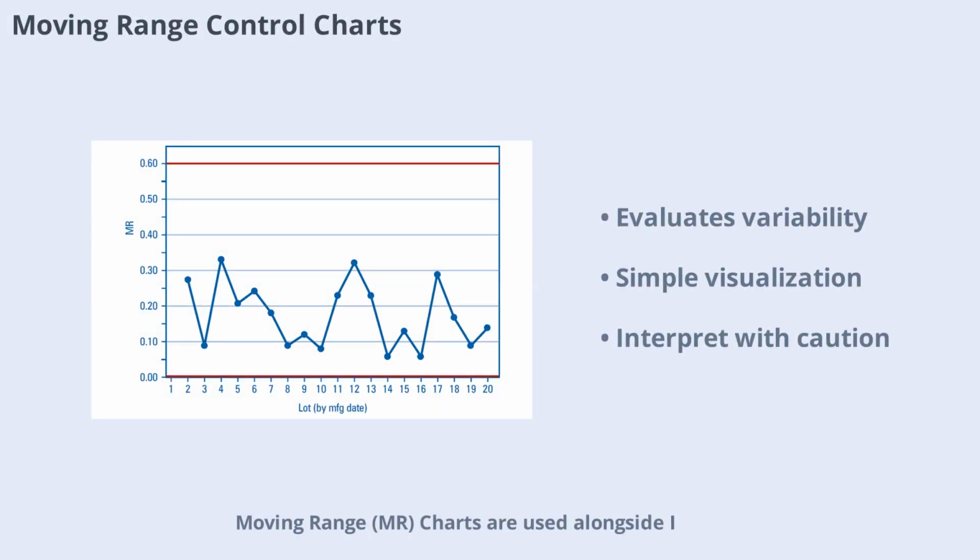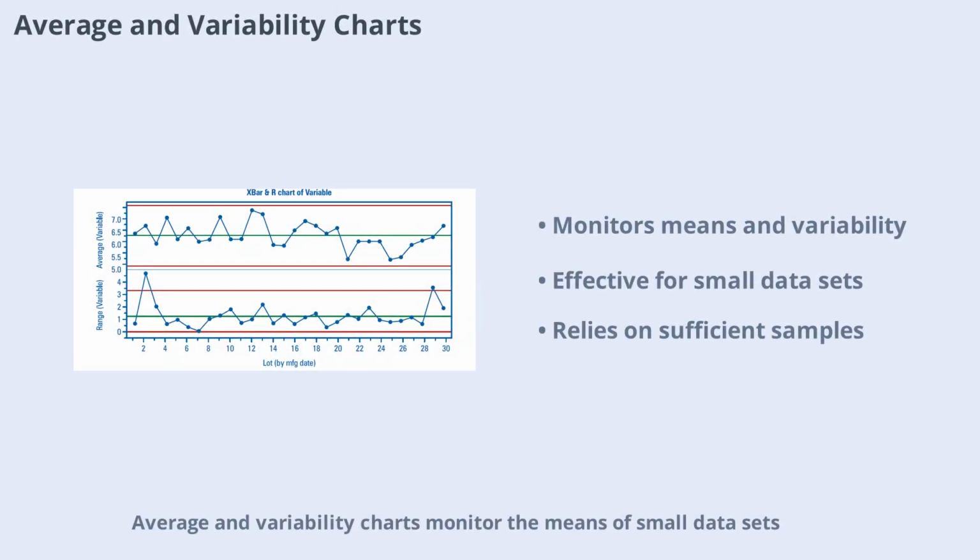Moving range (MR) charts are used alongside I charts to evaluate the variability of quality attributes. By plotting the range between successive data points, MR charts provide a coarse estimate of process variability. They are simple to create and help visualize general data patterns, but variability may include multiple sources, so interpretation should be cautious.